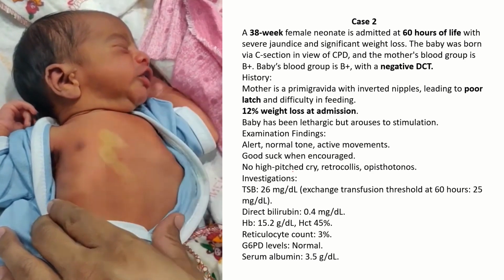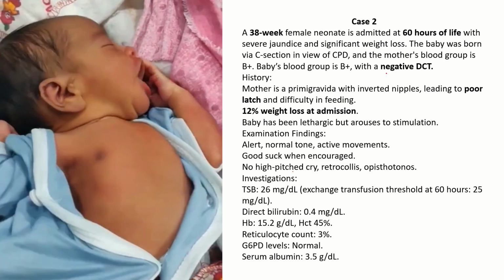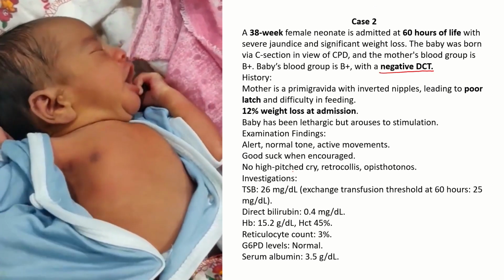Otherwise, the child is active, has normal tone, and is actively rooting for milk. The child has a negative DCT, and a significant weight loss is, however, noticed because of poor feeding. Poor feeding was because of poor latching. The mother was having inverted nipples. Otherwise, this child has no additional neurotoxicity risk factors.